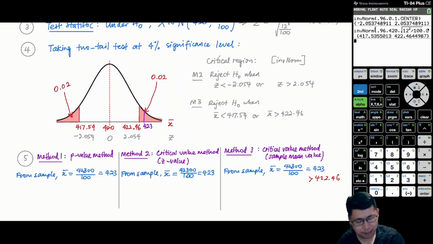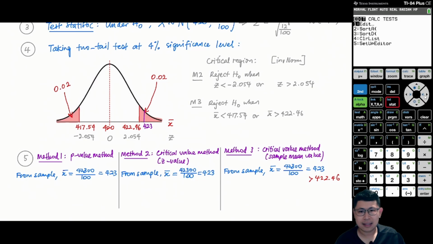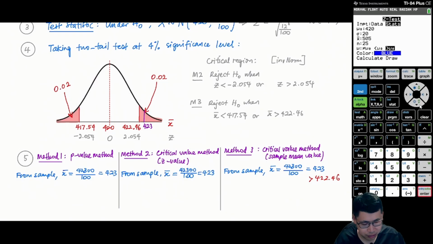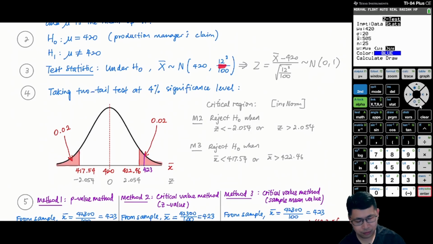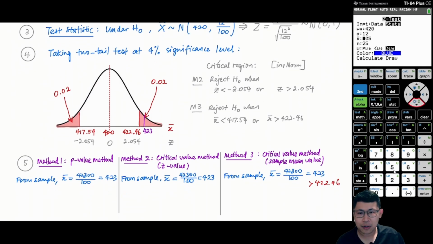Now for method 2, how do I get the z value? I can do my own calculation, or I can go to my statistics, go to my test, go to z test, and input my data here: 420. The sigma is the original sigma, which is just 12, from the question, and then they'll do all the back end work for us. x bar is 423, which is what we've calculated. N is 100. This is a two-tailed test, so I'm going to put not equal. Then I'm going to calculate.